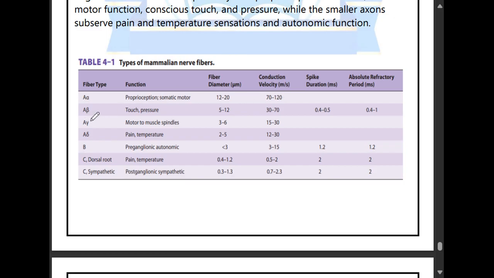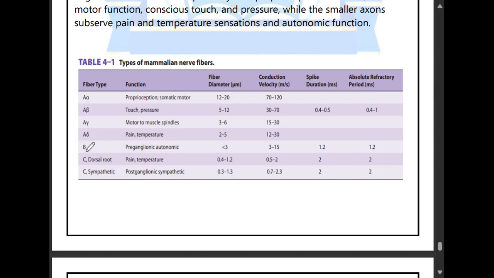Then A beta is for touch and pressure. Then its velocity like that, and also the diameter. Then you also have the A gamma, which has to do with motor to muscle spindles. The diameter is 3 to 6, then the speed is 15 to 30 meters per second. Then you have the A delta. The A delta has to do with pain and temperature. The diameter is 2 to 5 micrometer, then the speed is 12 to 30.